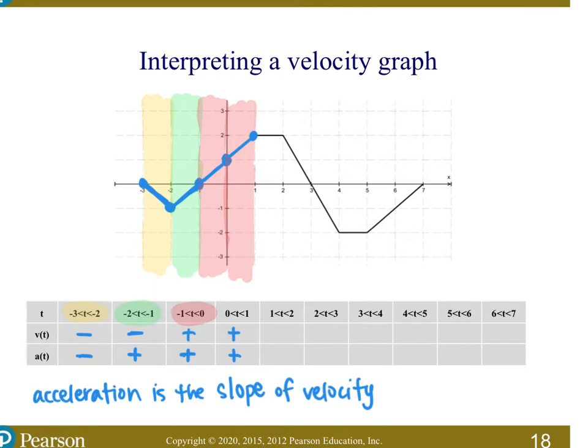Okay, next one, we're going to do 1 to 2. So that'll be this region right here. All right, well, this region goes straight across. It is still above the x-axis, so I put a plus. But its slope is not negative or positive. It's straight, it's 0 because it's completely horizontal. So I'm going to put 0 there. So your only options for this chart as you fill it in are either positive, negative, or 0.